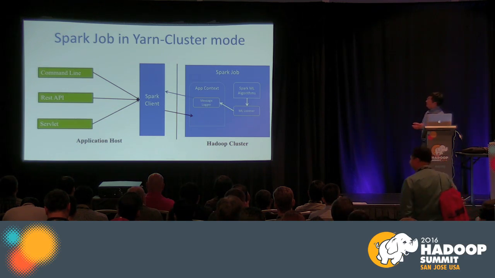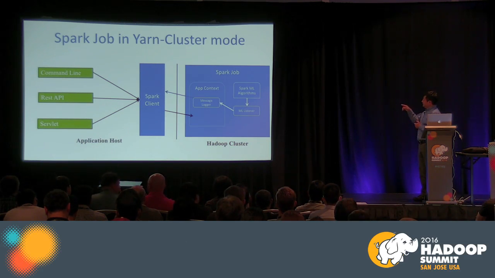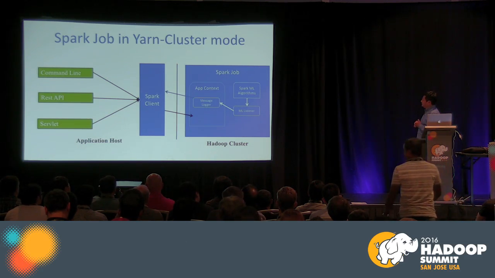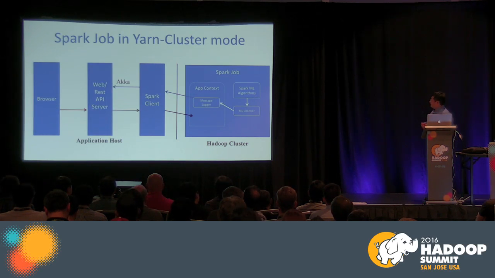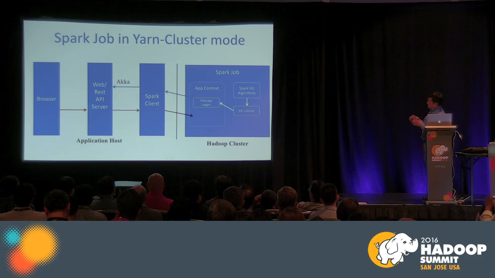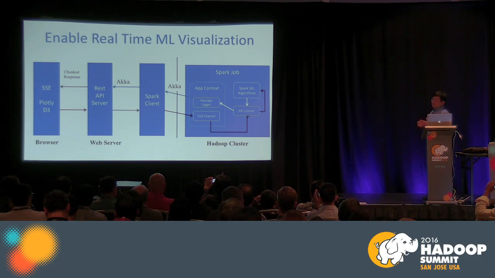In this particular case, because we're talking about real-time visualization for Spark machine learning, basically the machine learning algorithms go through an interface called the machine learning listener, ML listener, and the ML listener sends specific messages to the logger, and the logger sends them out and pushes them to the browser. So something like this. The message is sent to the Spark client, the Spark client pushes the messages to the REST API layer, the server layer, and the server layer uses chunked response to push to the browser, and the browser uses visualization tools to visualize.